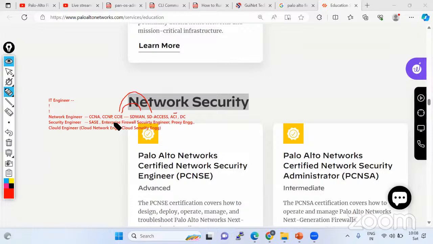So let's suppose I'm a network engineer right now, and I have done my CCNA, and I also have done CCNP. So what is the job scope available in the market? What all job scope is available in the market?